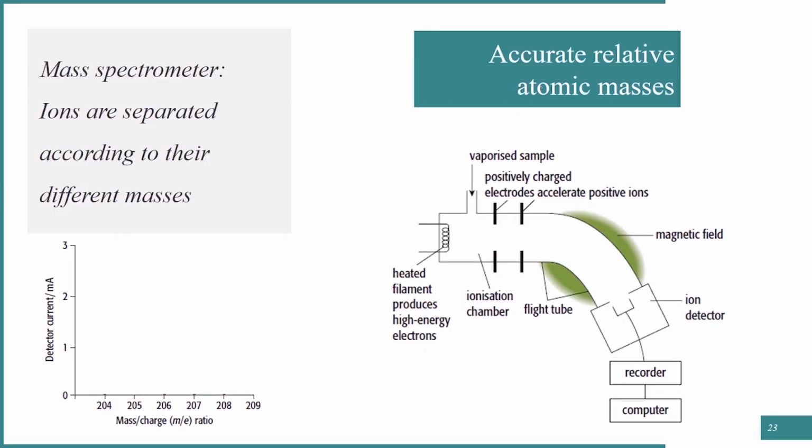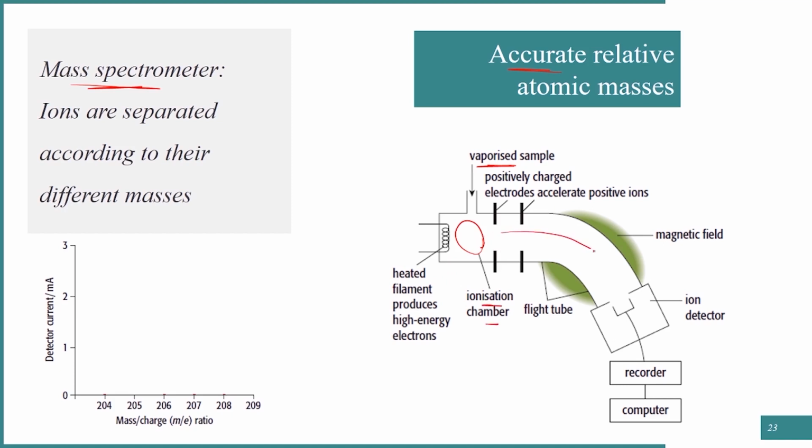How we can calculate the relative atomic masses accurately. We can use a mass spectrometer to measure the mass of each isotope present in an element. But how is that? The mass spectrometer contains a heating chamber where the atoms of the element are first heated and vaporized. Then a heating filament that produces high-energy electrons converts the vaporized sample into ions.